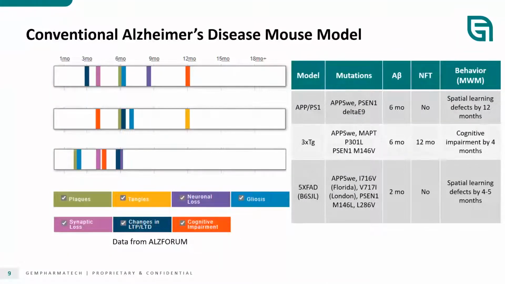Animal models of Alzheimer's disease are valuable tools to understand familial or early onset Alzheimer's disease. There are several classical models, including the APP presenilin, the 3X transgenic, and the 5X FAD, or familial Alzheimer's disease. These various models have a range and combination of human mutations resulting in disease in the mouse models.